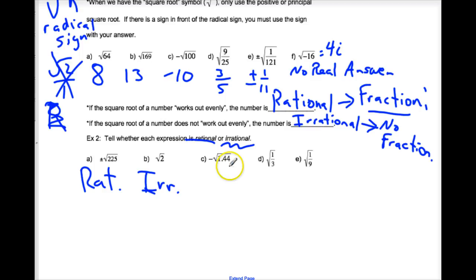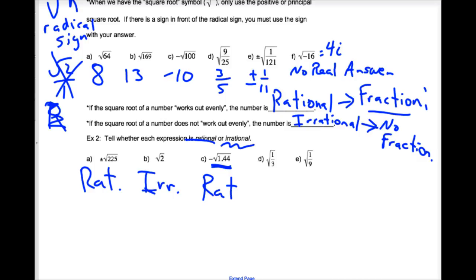Now, this one is tricky. It says negative the square root of 1.44. Type it in. Negative 1.2. So is it rational or irrational? Rational. So if it's a perfect square divided by 10, will it always be rational? No. Because 9 is a perfect square, and if you divide it by 10, it's 0.9, and the square root of 0.9 is not rational.